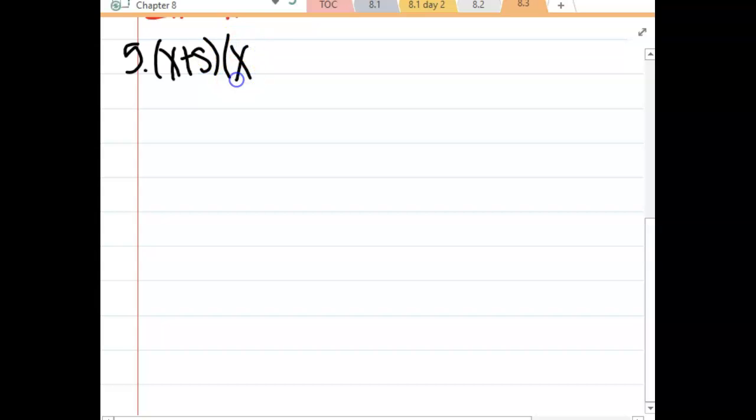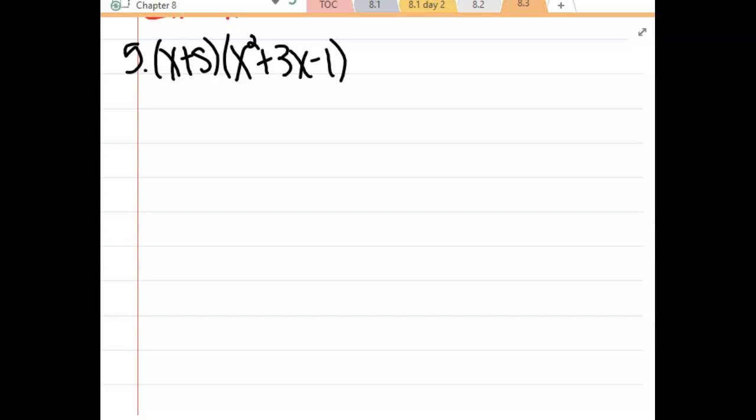So let's try one of those. I'll show you how to do this one with the FOIL method. And then number 6, I'll show you a similar one about how to do the box method. So number 5 says x plus 5, so notice 2 terms, times x squared plus 3x minus 1. Notice that one has 3 terms. Okay, so for this first one, I'm going to show you how to do the FOIL method.